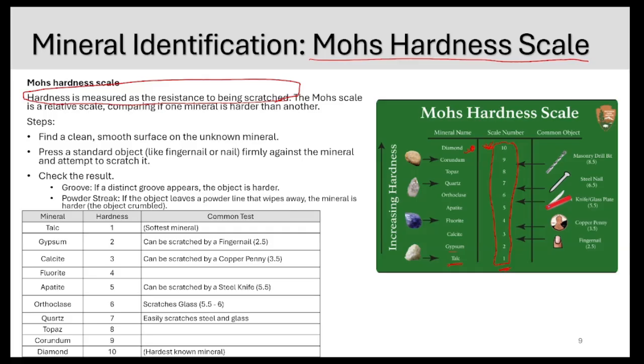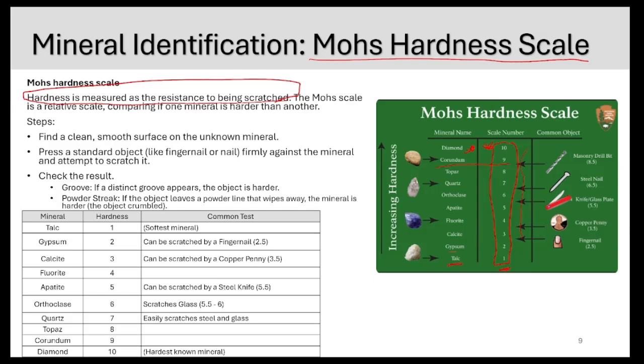And it is important to remember when we are talking about the Mohs hardness scale that this is a relative scale, and it's not a linear scale. For example, diamond is exponentially harder than corundum, that has a hardness of 9. So it's not a linear scale, rather it's a relative scale.